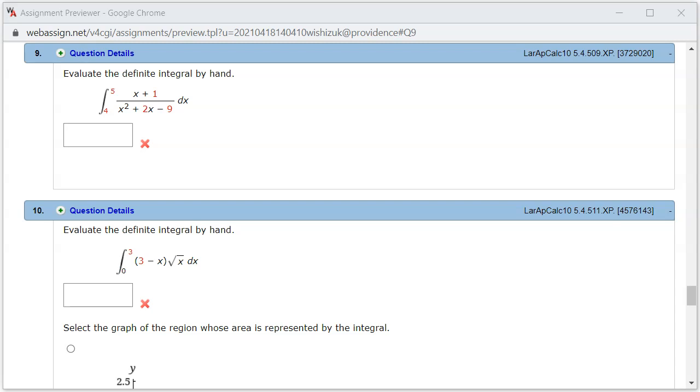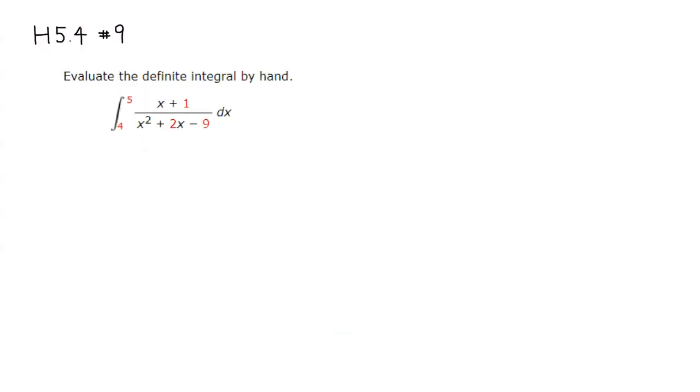All right, let's look at homework 5.4, problem number 9. We have this definite integral, and we're going to try to evaluate it by hand. So let's do that. First thing I would do is use substitution.